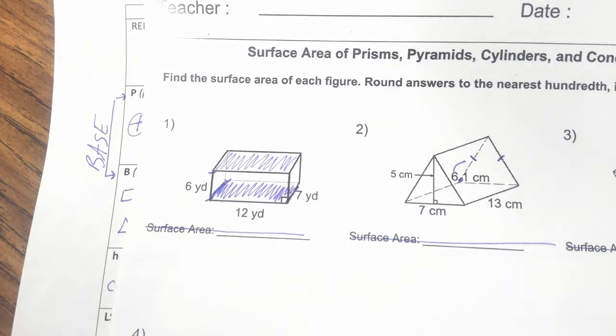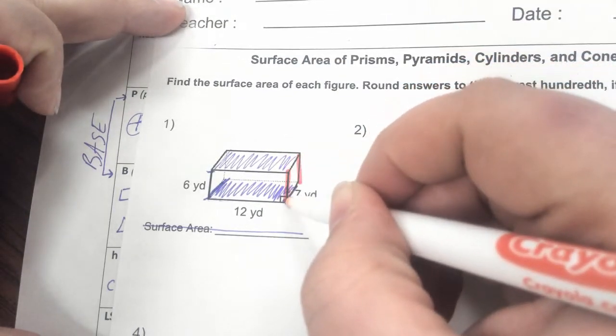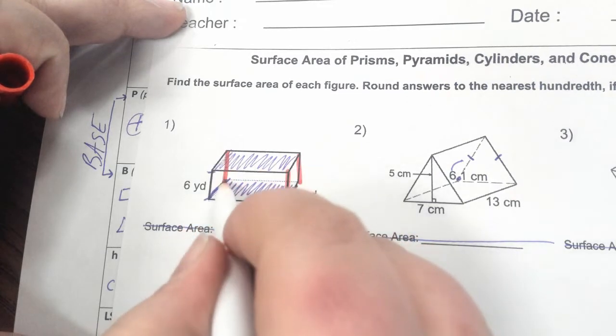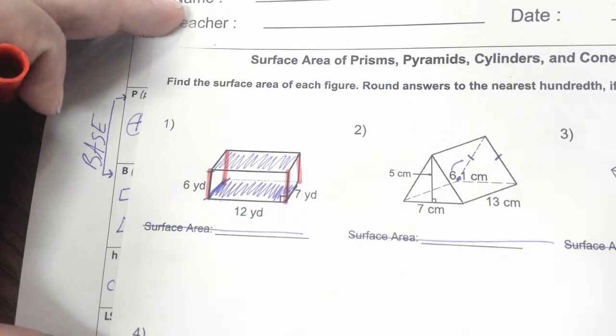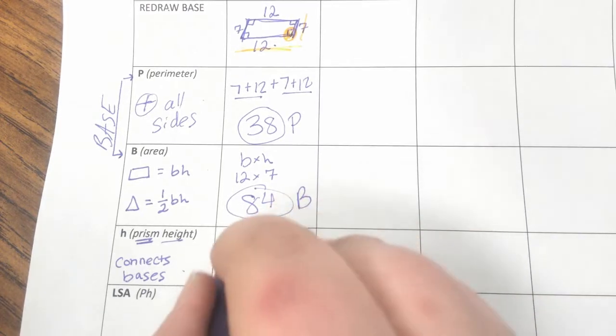Remember, the bases of prisms are just the two congruent shapes that are parallel to each other. The height is whatever length connects those two bases, so from the top to the bottom in this case. Those lengths are the height, and that is 6 yards. So h is 6 for number 1.